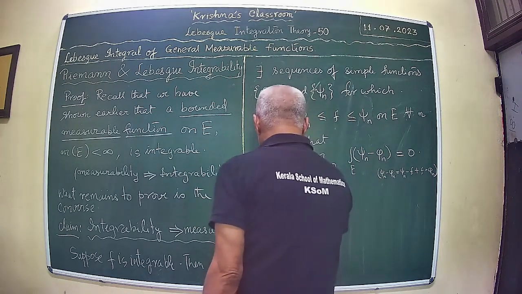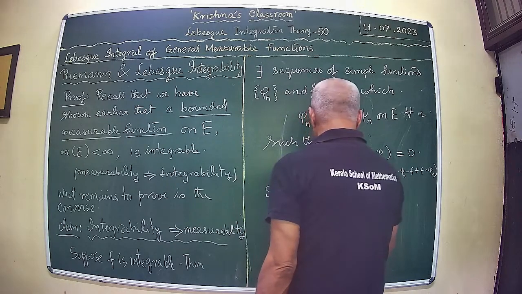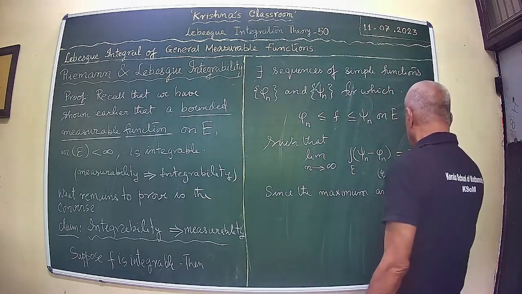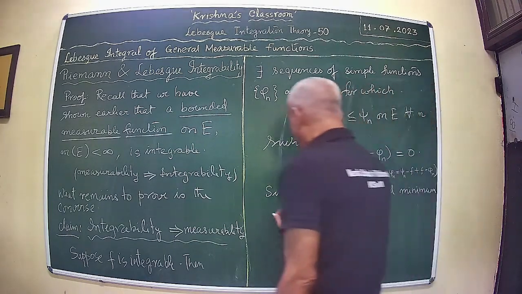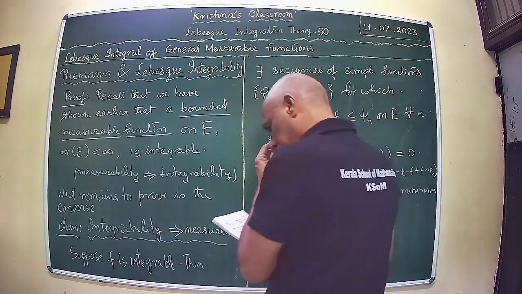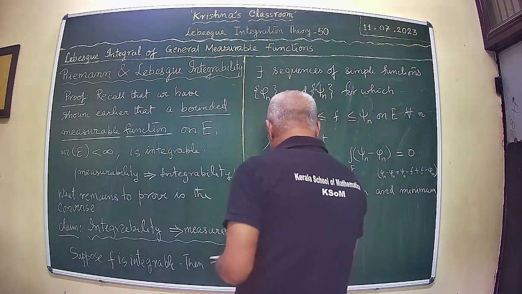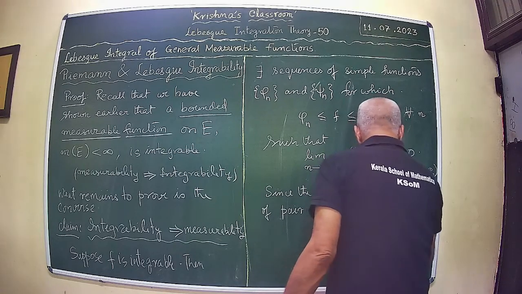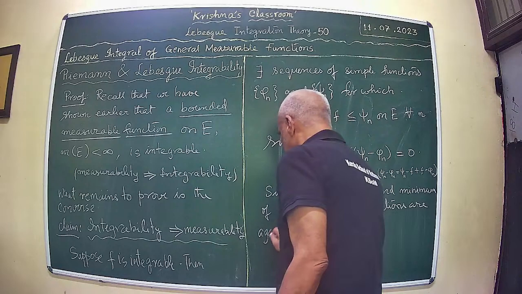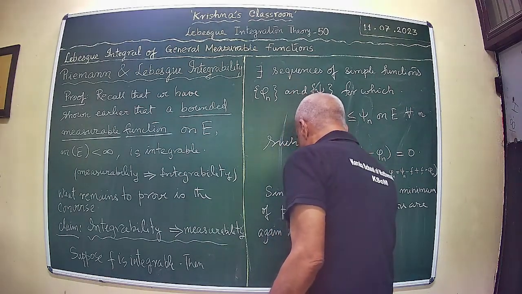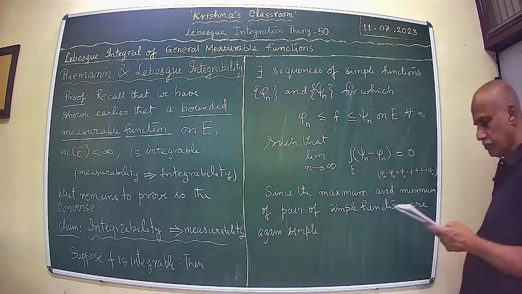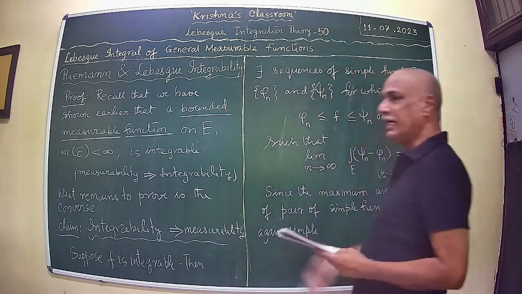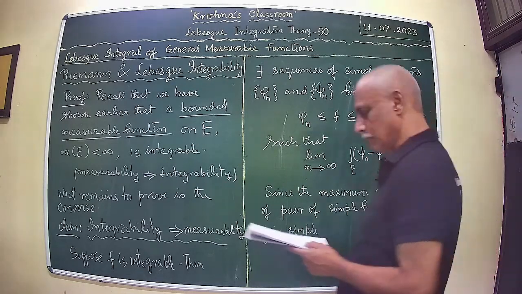So since the maximum and minimum of a pair of simple functions are again simple, we can repeatedly apply this, okay, and take the maximum and minimum of a finite set of simple functions, which is also simple, okay.